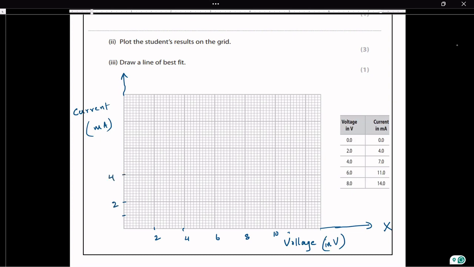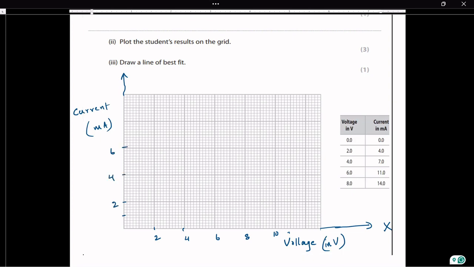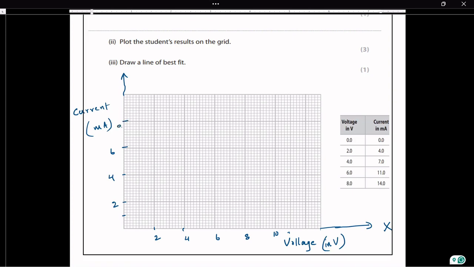So this is 4, next one is 6, 8, then 2, 4, 6, 8, 10. No, this should be 4, this should be 2, then this should be 6, this should be 8, 10, 12 and 14.